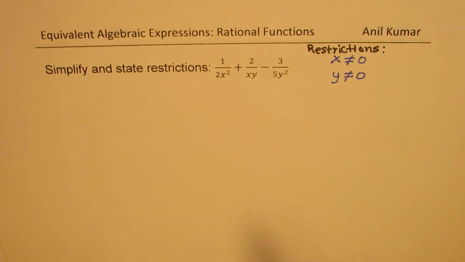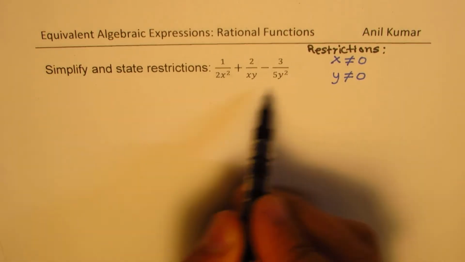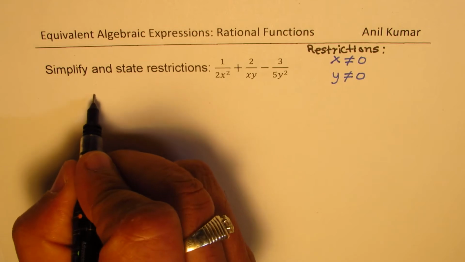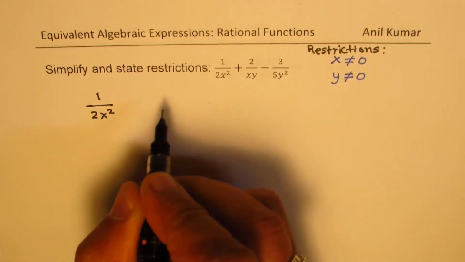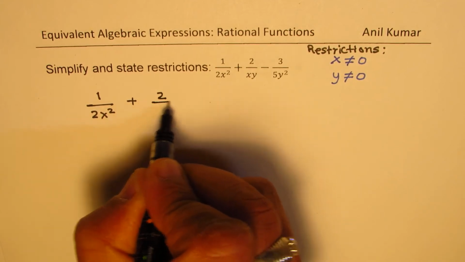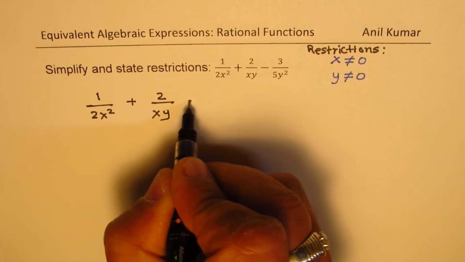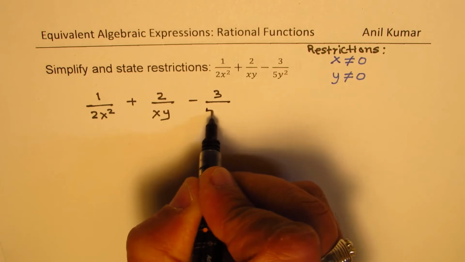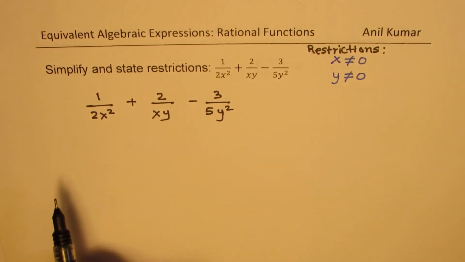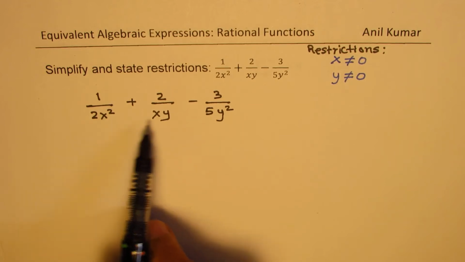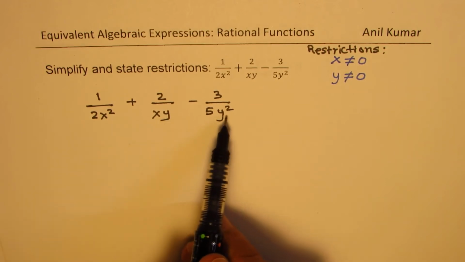Now, let's see. We need to add and subtract these. Let me rewrite them. We have 1 over 2x squared plus 2 over xy minus 3 over 5y squared. Now, as far as the lowest common denominator is concerned, we have x squared, we have y and y squared.